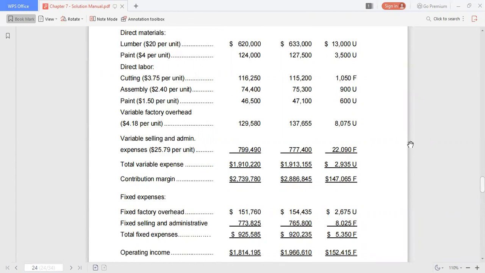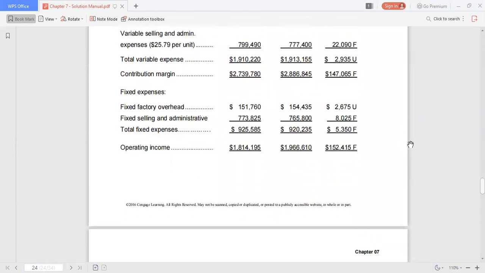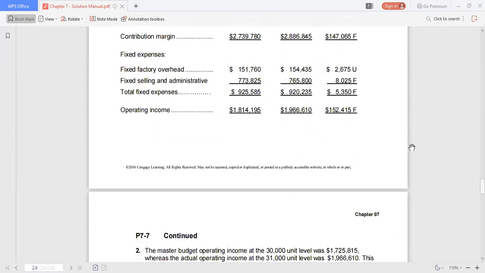147,000.65 because the actual amount exceeds the budgeted amount. Again, we are using an income item here. And we deduct the fixed factory overhead with an unfavorable variance and the fixed selling and administrative expense with the totals. So the difference between the contribution margin and the total fixed expense gives us the operating income. Now that's the first requirement, the performance report.